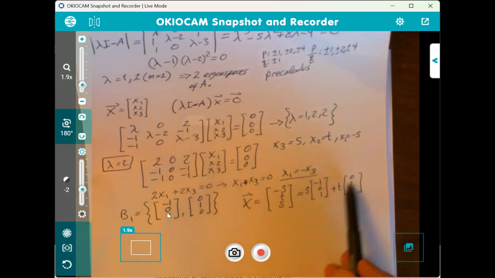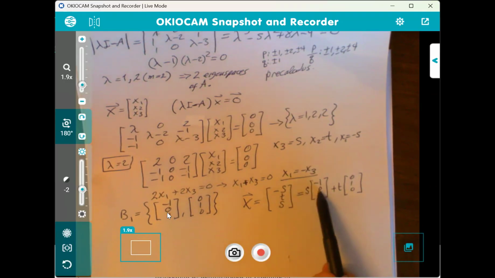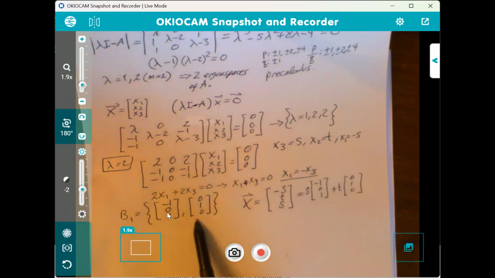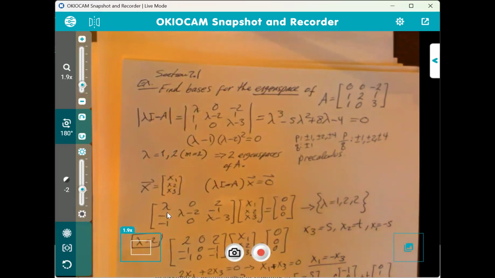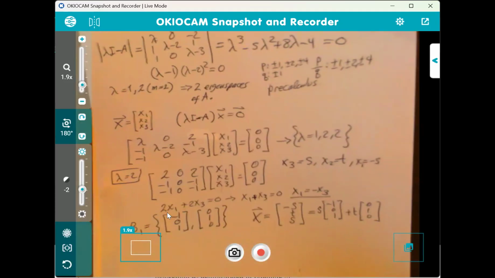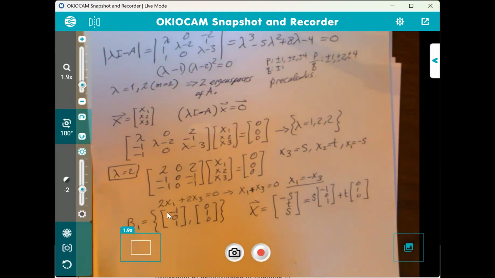See, -s plus 0 is -s. S times 0 is 0. T times 1 is t. They add to t, and so on. Okay, and that's how I picked up these vectors. You let s be 1, and here you let t be 1. So we pick up 2 eigenvectors for the basis here. Again, these 2 vectors form a basis for the eigenspace corresponding to lambda equal to 2. And that's what we wanted to do, remember? We want to find a basis for the eigenspace of A. Now, these correspond to lambda 2.